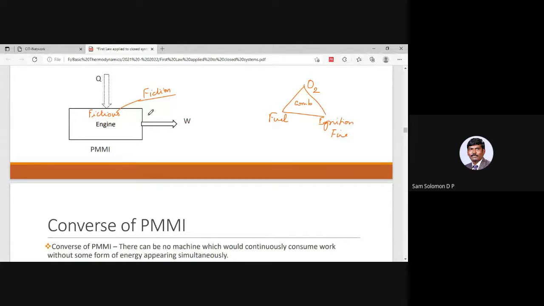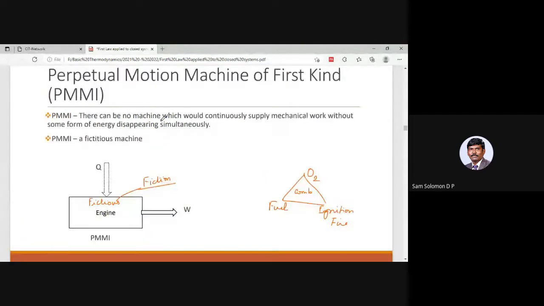That kind of machine is this perpetual motion machine of the first kind. So PMM1: there can be no machine which would continuously supply mechanical work without some form of energy disappearing simultaneously. So this is sometimes asked as an important 2-mark question. What is PMM1? You may be lucky if you get this. So that is an engine which is capable of delivering work without taking in some form of energy in the form of input. So that is your PMM1.